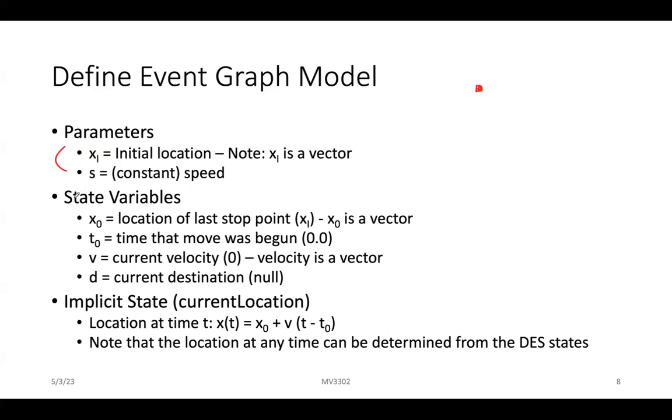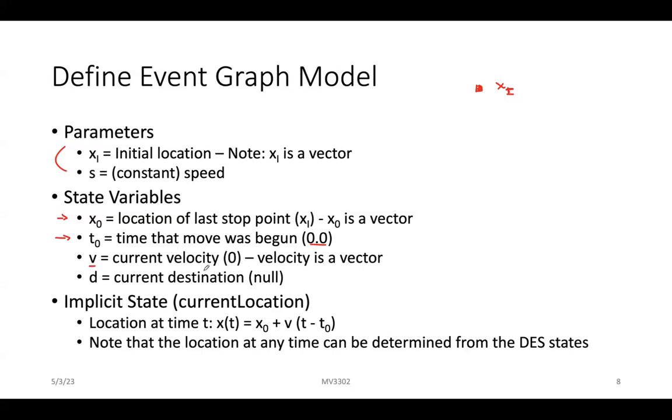So now our state variables. Consistent with last time, I'm going to call it x naught, which is the location of the last stop point. And that's initially going to be our initial point. So the last place where we stopped, that's a capital I, is going to be our location. And sometime later, if we're going to stop at another location, then that's going to be another state. It turns out we need to know when our current move was begun. And that's initially going to be zero.